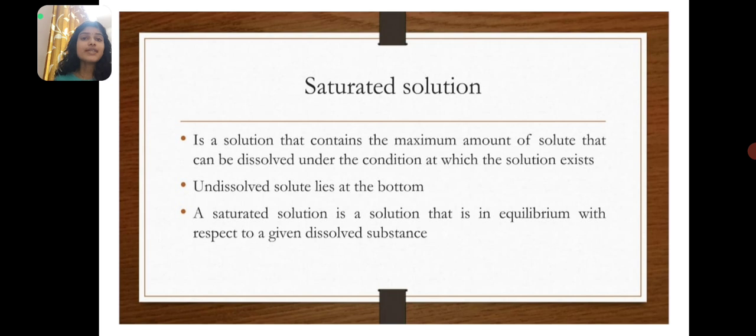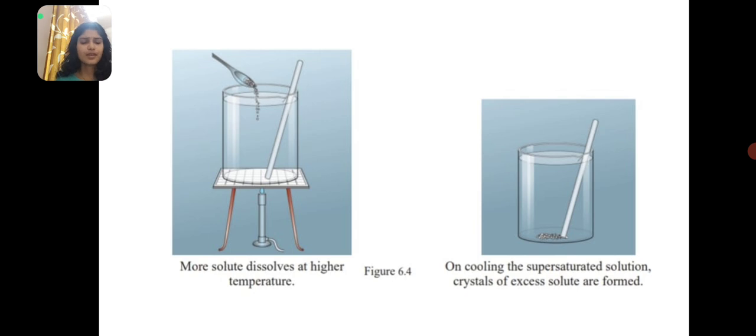Thus, a saturated solution is a solution that contains the maximum amount of solute that can be dissolved under the condition at which the solution exists. Always the undissolved solute lies at the bottom. A saturated solution is a solution that is in equilibrium with respect to a given dissolved substance. So, I hope you got an idea about both saturated and unsaturated solution.